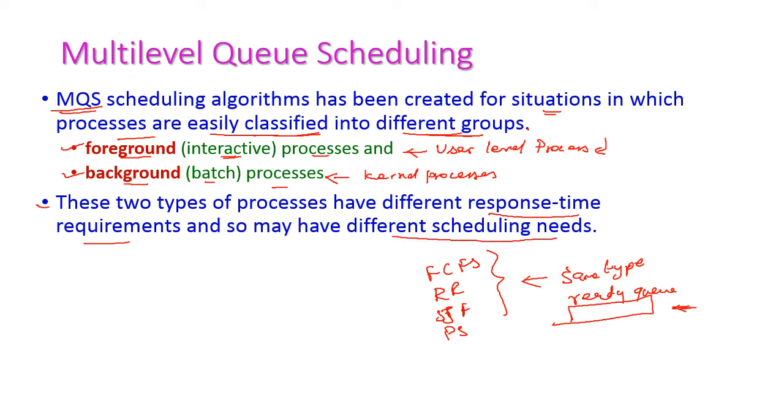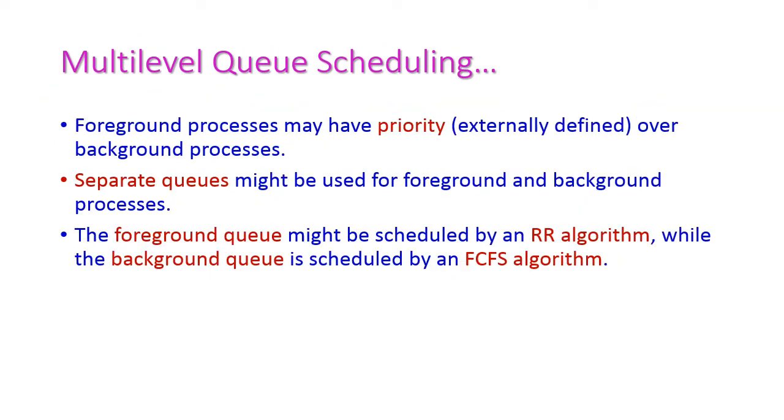So if it is a user level process, then the scheduling algorithm may be different, and if it is a background process, then the scheduling algorithm is different. Because they have different requirements, the algorithm should also be different. Here the foreground processes may have the highest priority when compared to background processes, because the foreground processes are user level processes and background processes are kernel level processes. The user can easily interact with the user level processes, hence the user level process may have the highest priority when compared to kernel level processes.